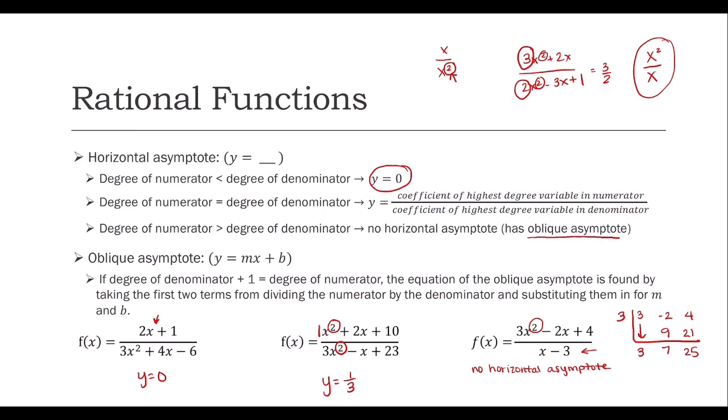So to find the equation of our oblique asymptote, we'll just take our first two values. The first one's going to become our slope, m, and the second one will become our y-intercept, b. So our equation for our oblique asymptote would be y equals 3x plus 7. So that's how you would find horizontal and oblique asymptotes.